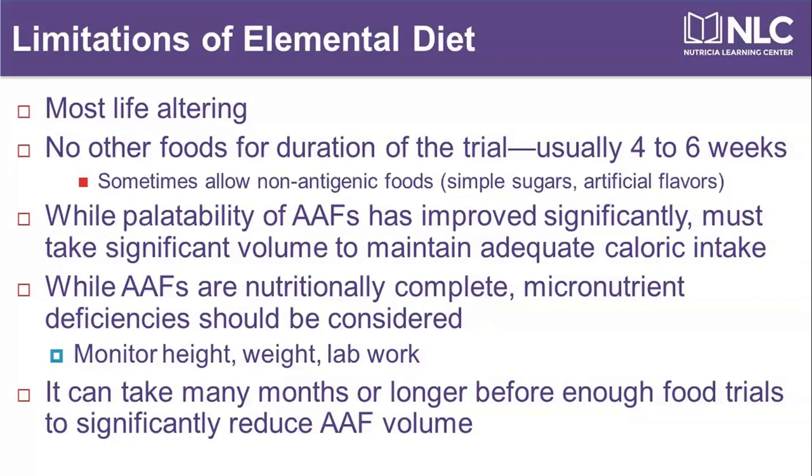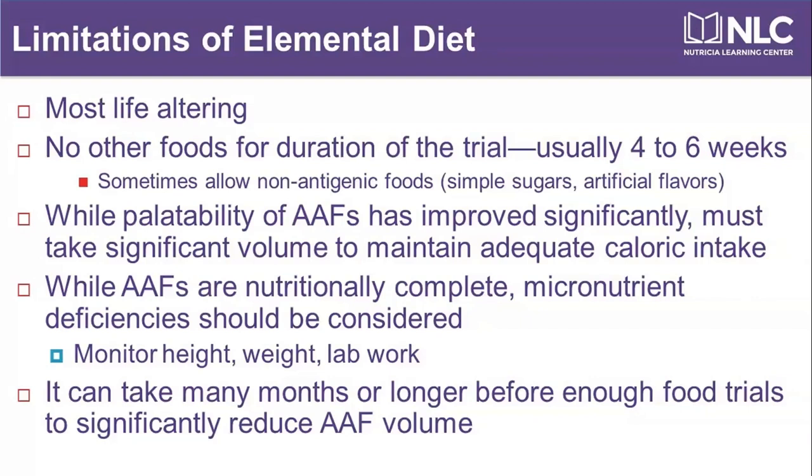And it can take a while to get to the point where you don't need to rely on the formula to a large degree. So, we start the formula, we do it exclusively, we wait 4 or 6 weeks, we do a follow-up endoscopy. If we show that the patient is in remission at that point, we can start adding some foods in, but we're usually only adding 1 or 2 or maybe 3 foods at most per trial. Then we're waiting another 4 or 6 weeks, doing a follow-up endoscopy.